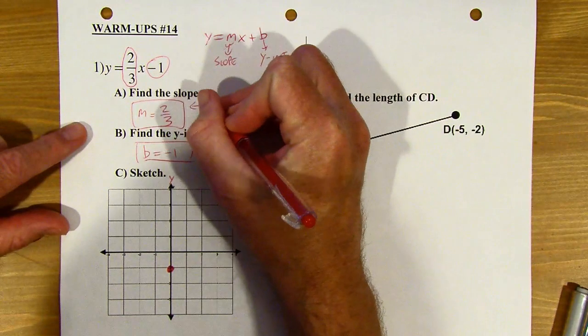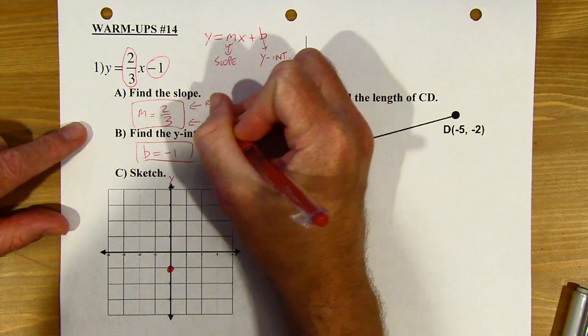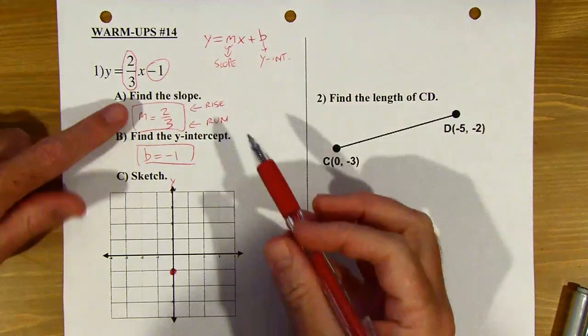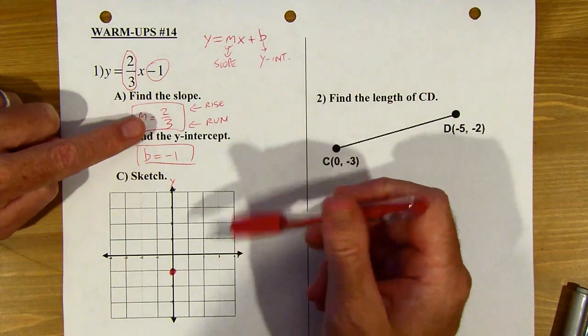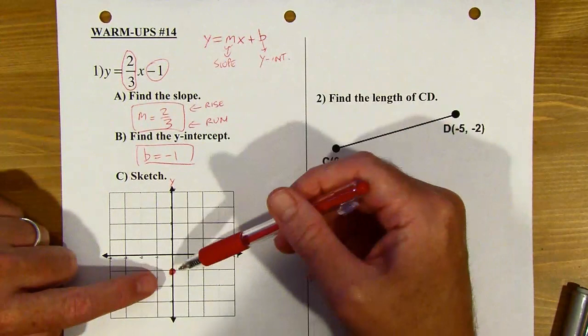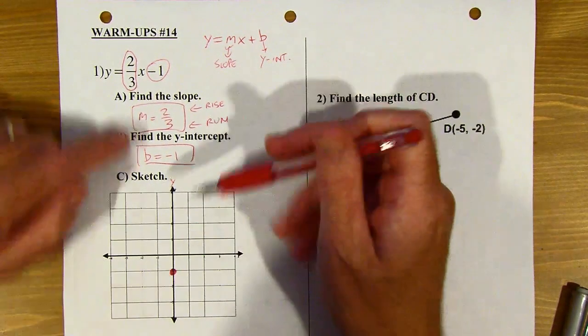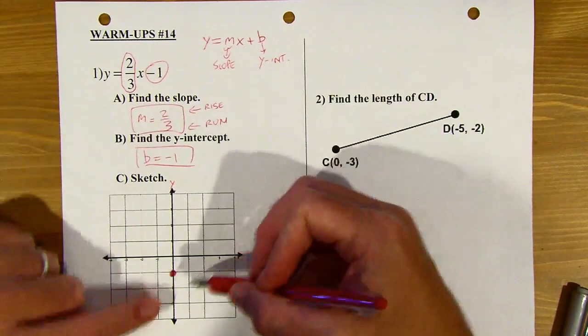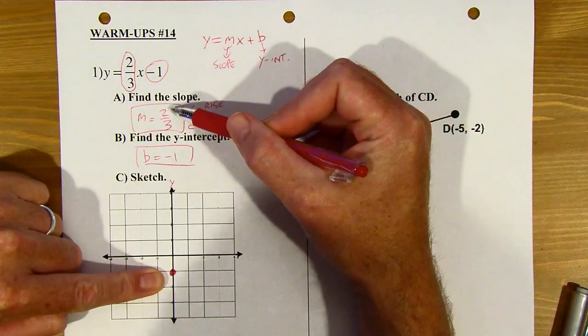So the slope is sometimes referred to as rise over run. So that just means, if you've got a slope in fraction format, you can use the slope to get from one point to another point on the line. So from this point, I'm going to go up 2, because that's the rise. If it were -2, I'd go down 2.